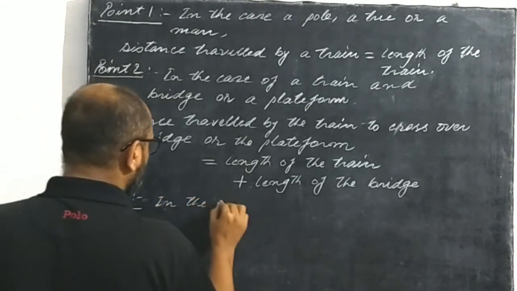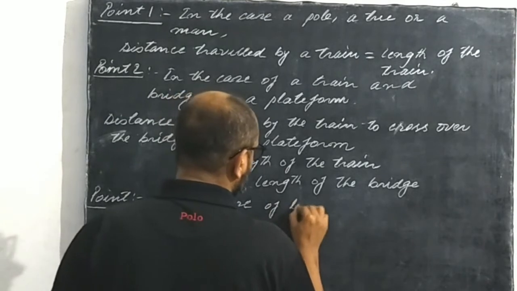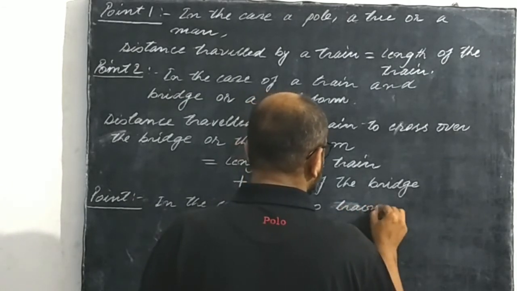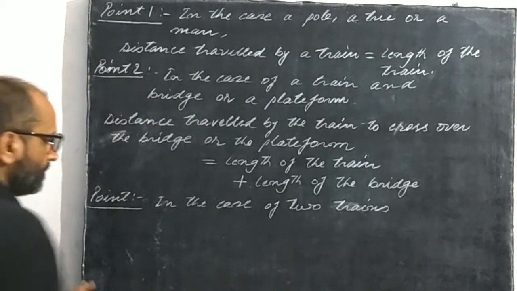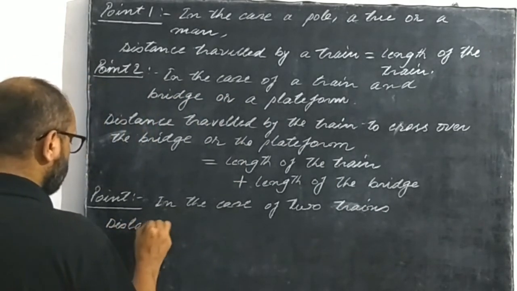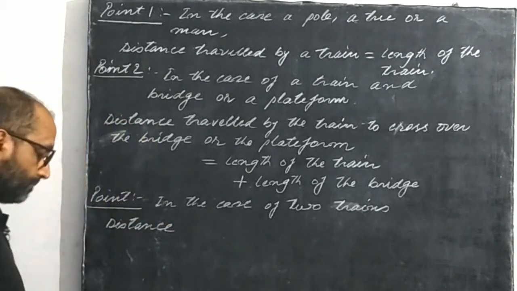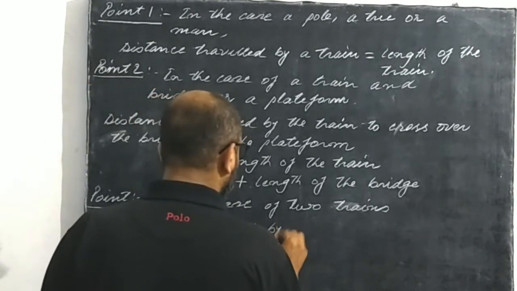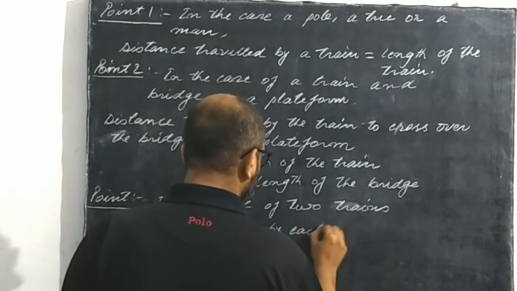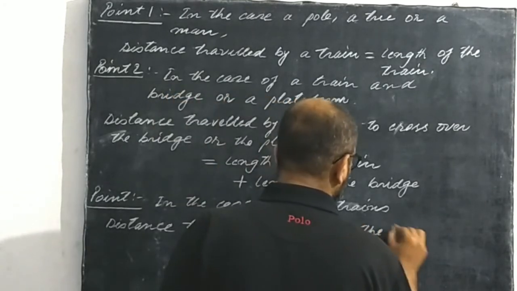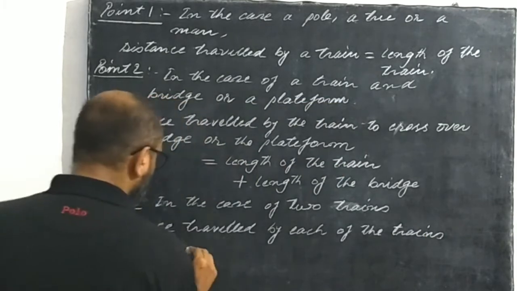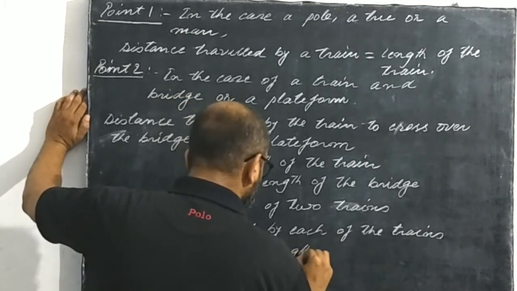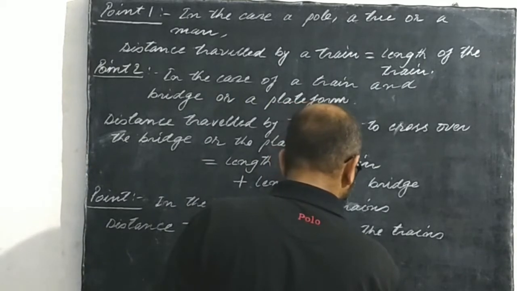Point 3, in the case of two trains, the distance traveled by each of the trains is equal to the sum of the lengths of both trains.